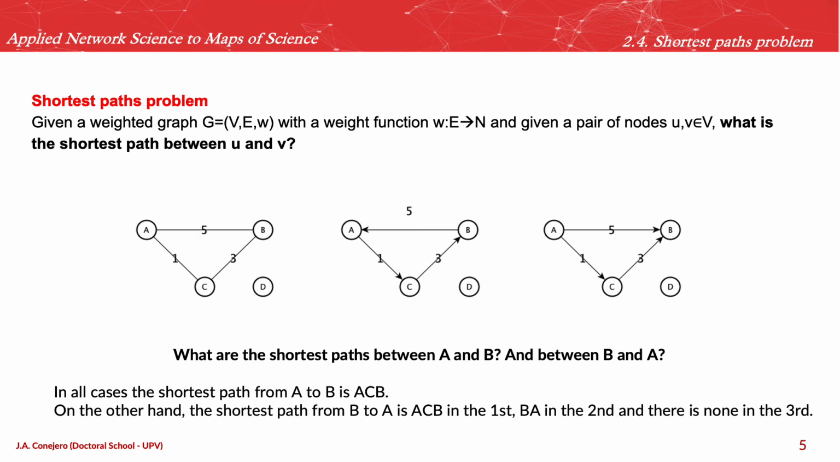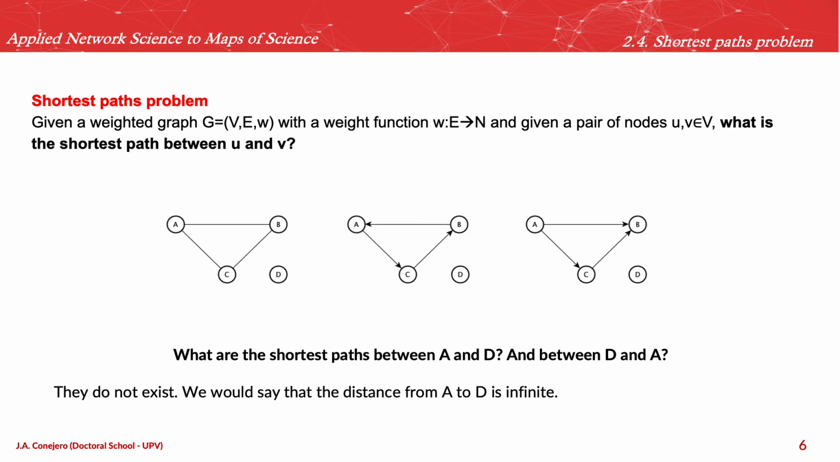And if we are considering the case from B to A, in the first case we have BCA with length 4, as before. In the second case, BA, because we just have one edge connecting them, so that was the solution, with length 5. And in the third case, the distance will be infinity, because we cannot connect B with A.